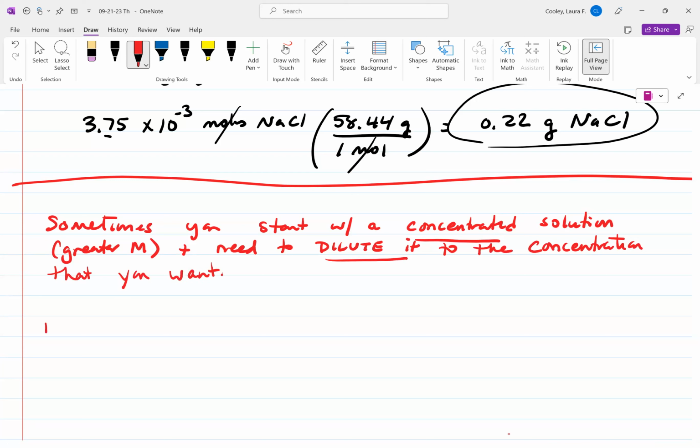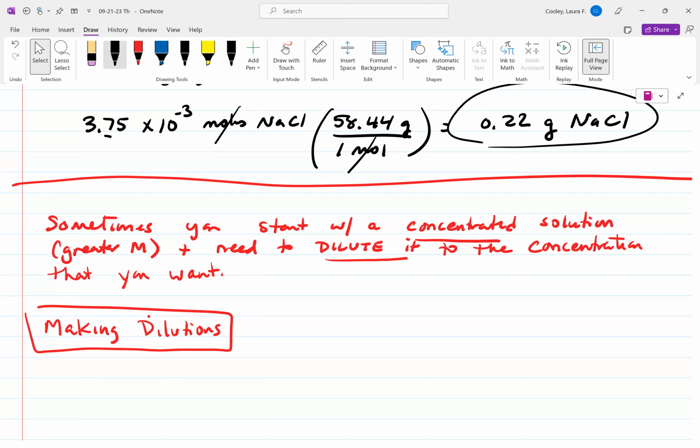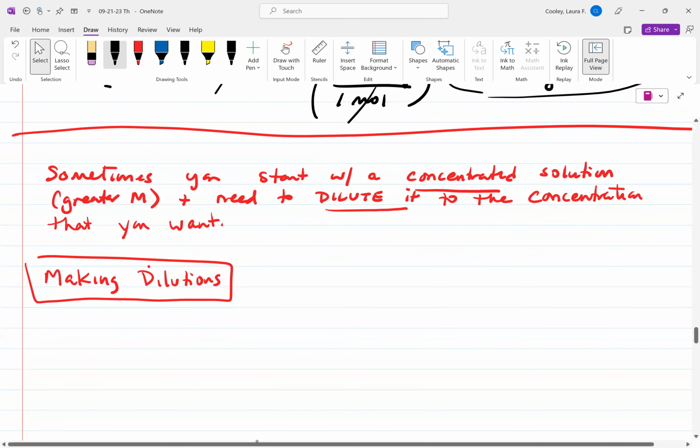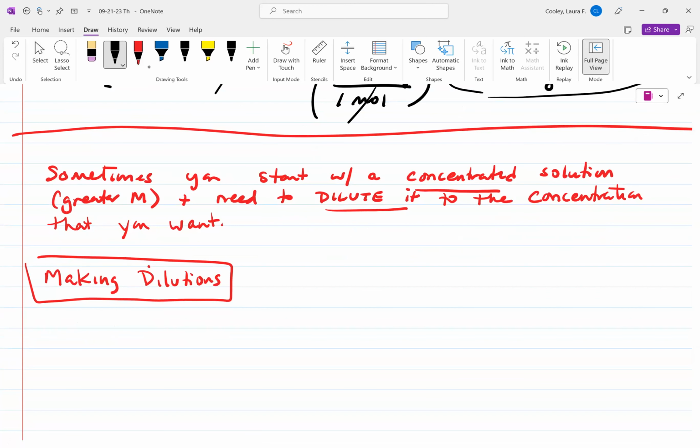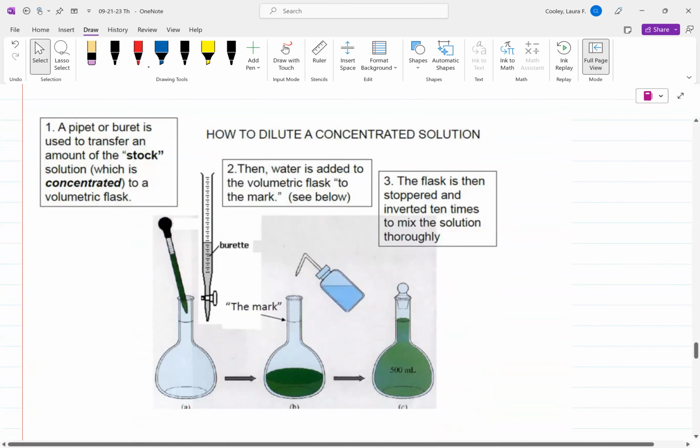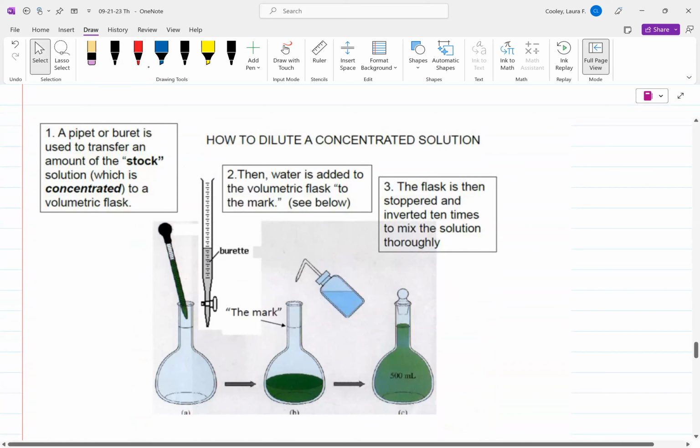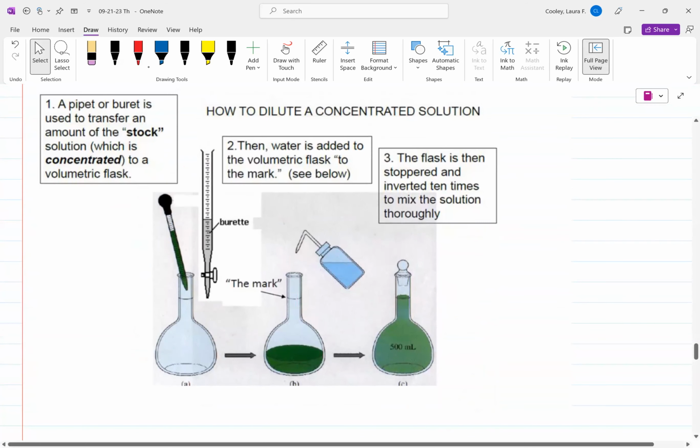So I need to talk about making dilutions. Okay, so how do we make dilutions? This more concentrated solution, we have a name for it. We call it the stock solution. It's like the one that's sitting on the shelf. So we take a stock solution and we dilute it. I gave you a picture of this, I believe, in the back of the same paper we're working on. Is that correct? Okay, so this is how you do it.